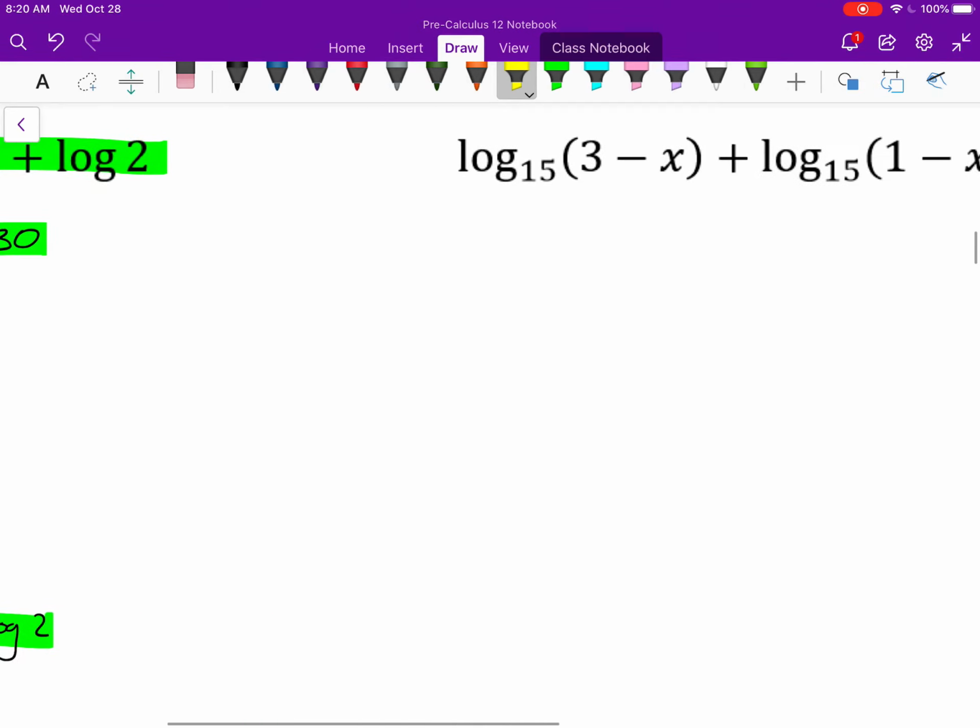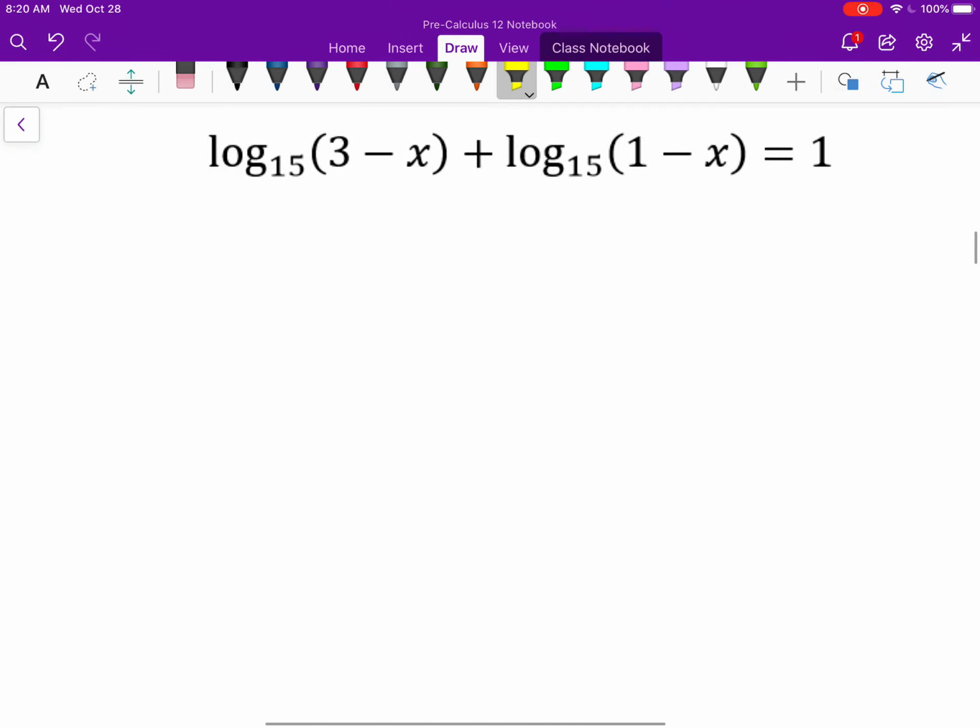But let's look at this one. Definitely too much going on for me to put this in exponential form too soon, but I can take both of these and realize I'm adding two logarithms with the same base. And we saw from one of our logarithm laws that when you're adding logarithms with the same base, you can write them as a single logarithm where you're multiplying these inputs.